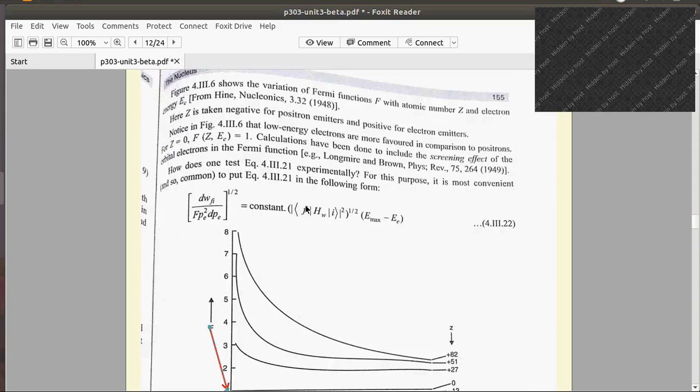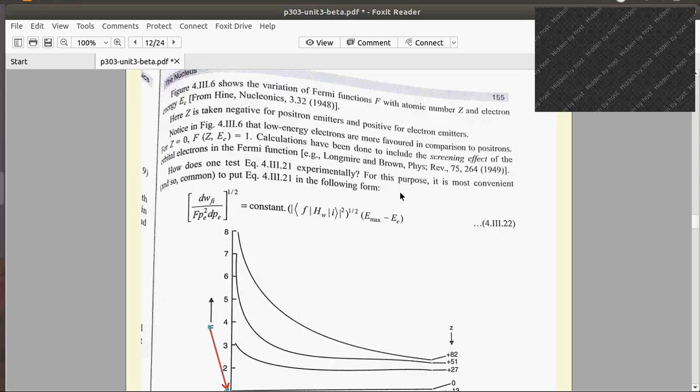So what it is trying to say is that the Coulomb correction that we have added is actually a valid assumption, and it has to be taken into consideration when deriving the theory. Also, these calculations have been done to include the screening effect of orbital electrons in Fermi functions.